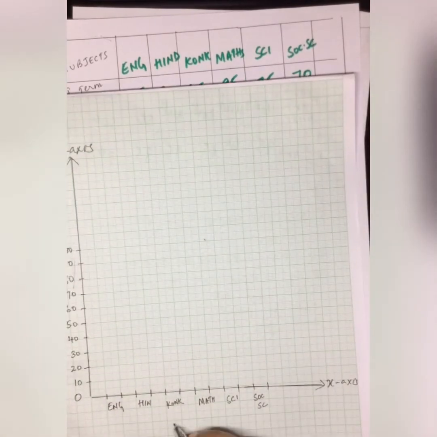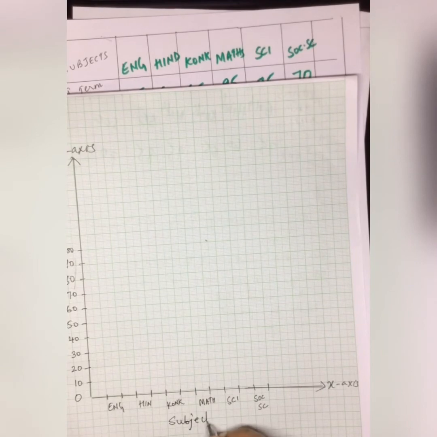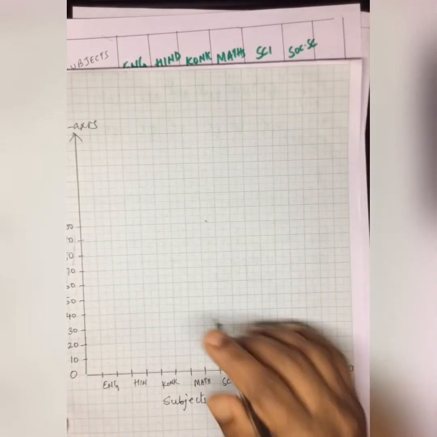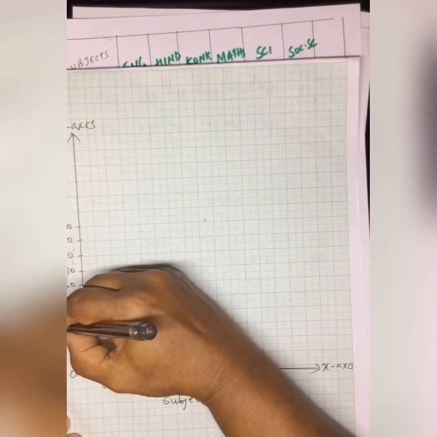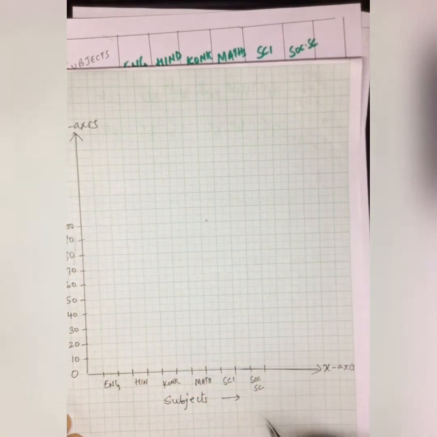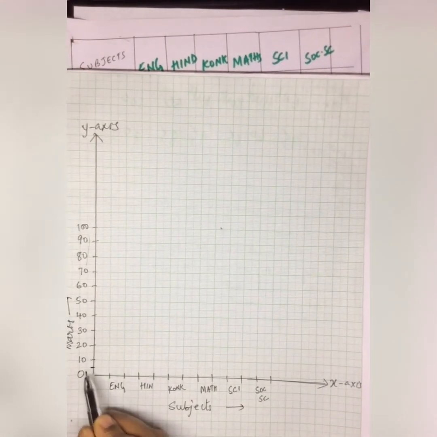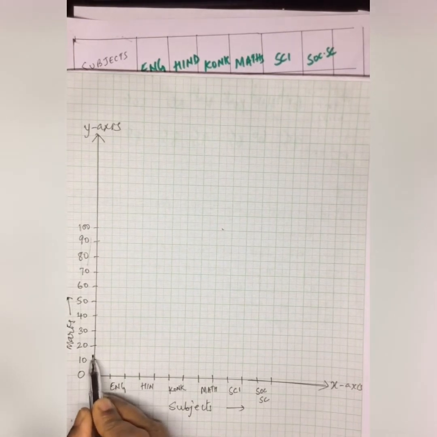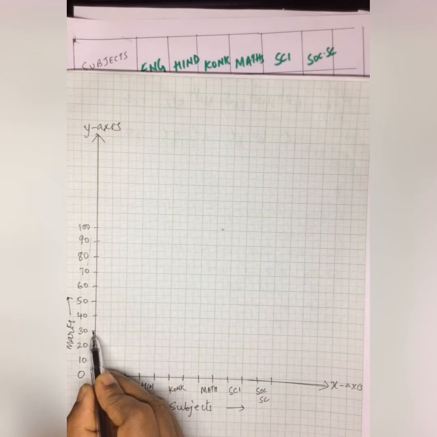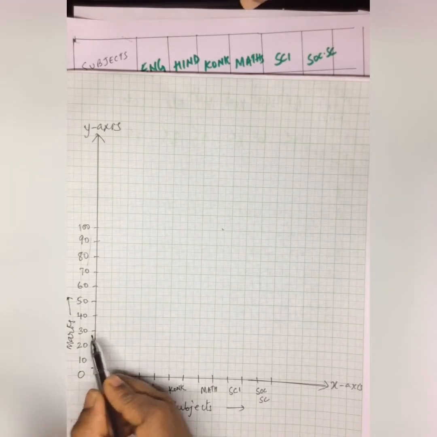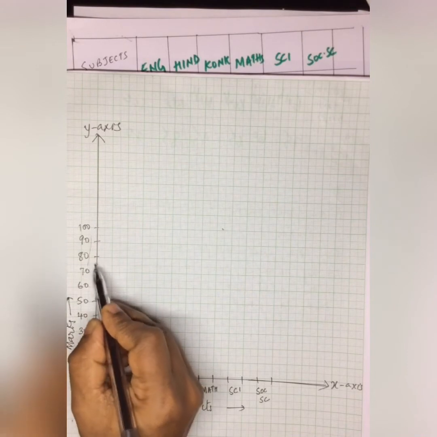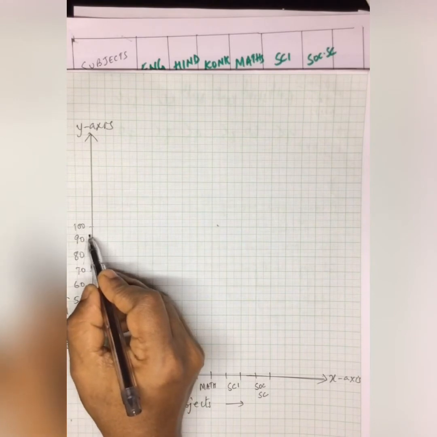So I write here, these are the subjects and these are the marks. Now if you see one square here, there are 10 small divisions. So from 0 to 10 the middle is 5. From 10 to 20 it is 15 in between. From 20 to 30 it is 25 in between. Likewise, from 70 to 80, the middle one is 75. And from 90 to 100 it is 95.